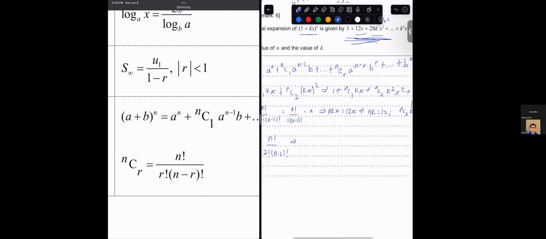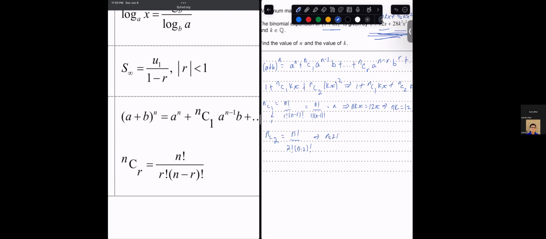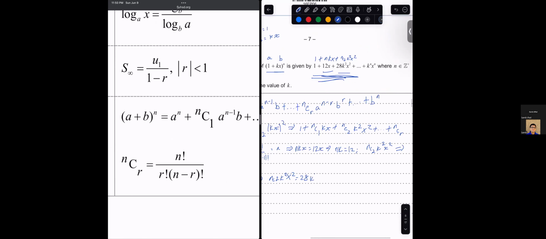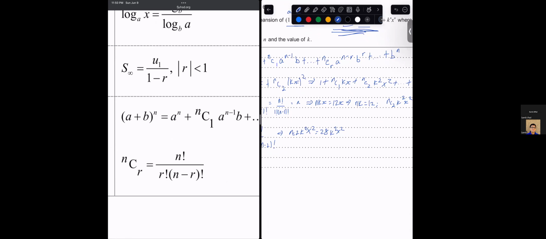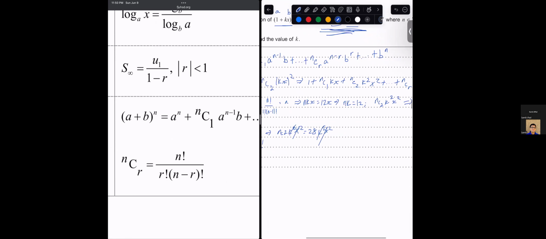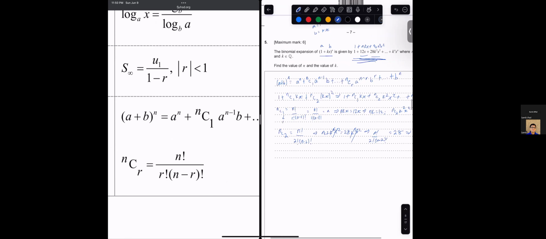Now, don't we already know that nC2 k squared x squared is equal to 28 k squared x squared? I know. So all we have to do now is disregard this, essentially cancelled. So we have n factorial upon 2 factorial into n minus 2 factorial is equal to 28. Right? Isn't this a beautiful question, guys? So how do we simplify this now?